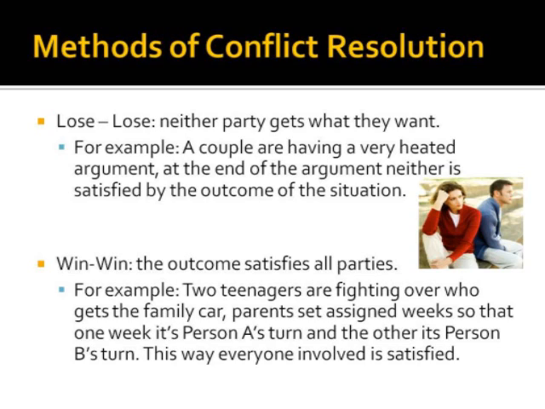Win-win approach. The outcome satisfies all parties involved. For example, teenagers are fighting over who gets the family car. Parents resolve this by assigning weeks to each one.